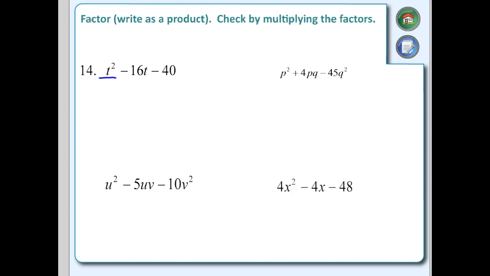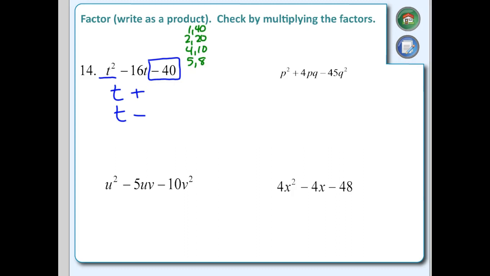So we need our factors of t squared, which are going to be t and t. Remember, next thing we look at is the signs. As soon as I see that negative 40 back there, I know I need one of my binomials to be plus and one of my binomials to be minus. That also means when I come up with my factors of 40, which we're going to do right now, 1 and 40, what do we got? 2 and 20, 4 and 10, and 5 and 8.